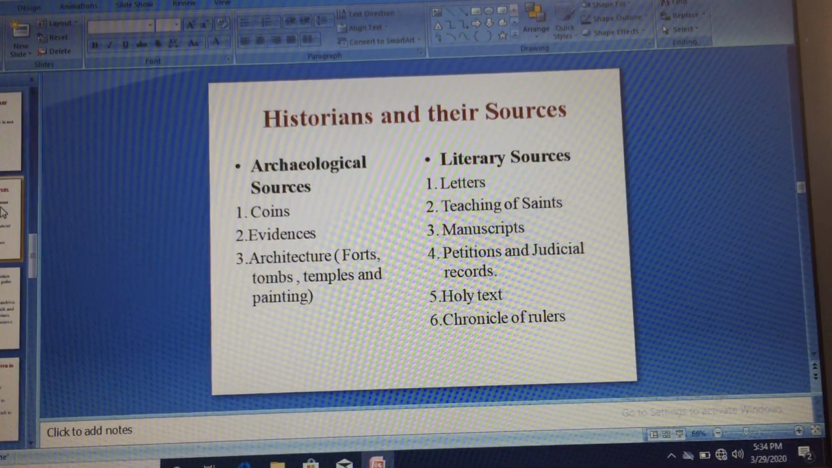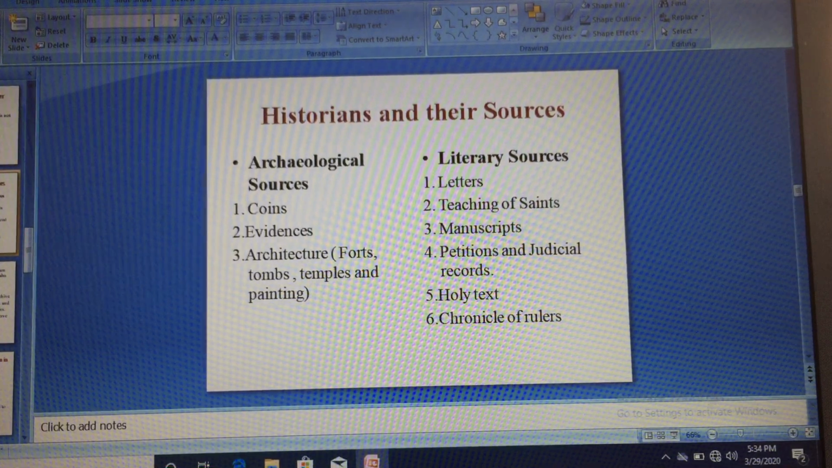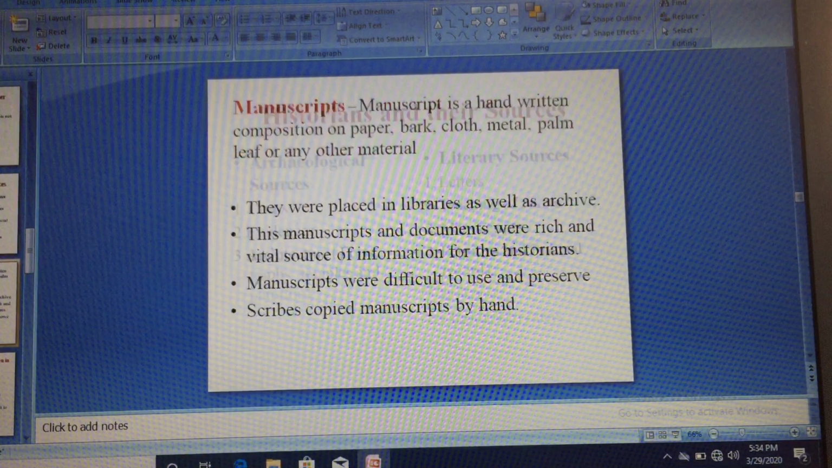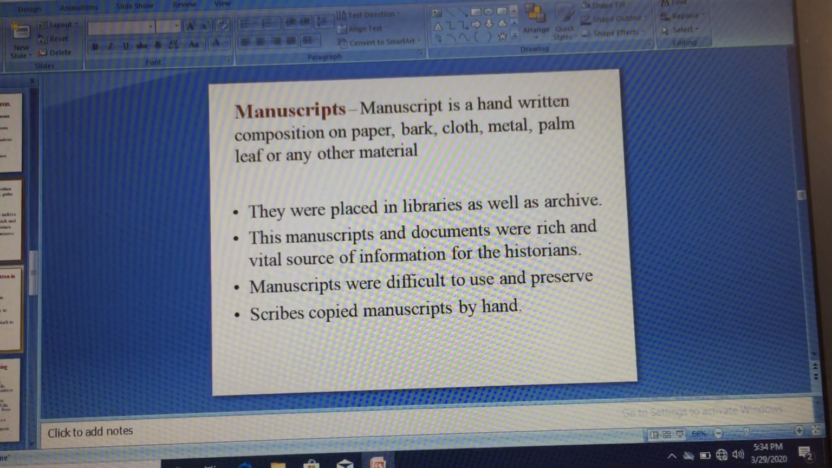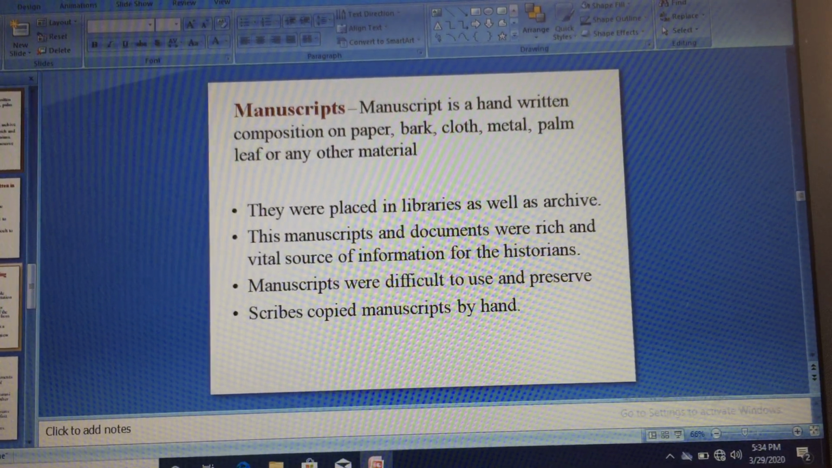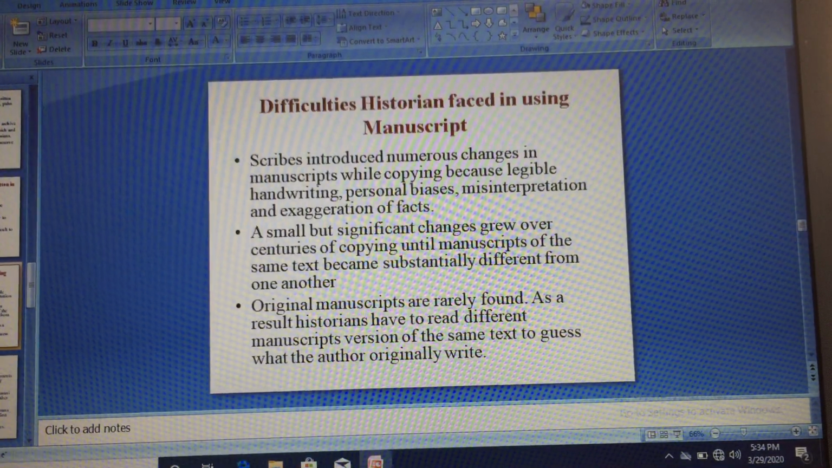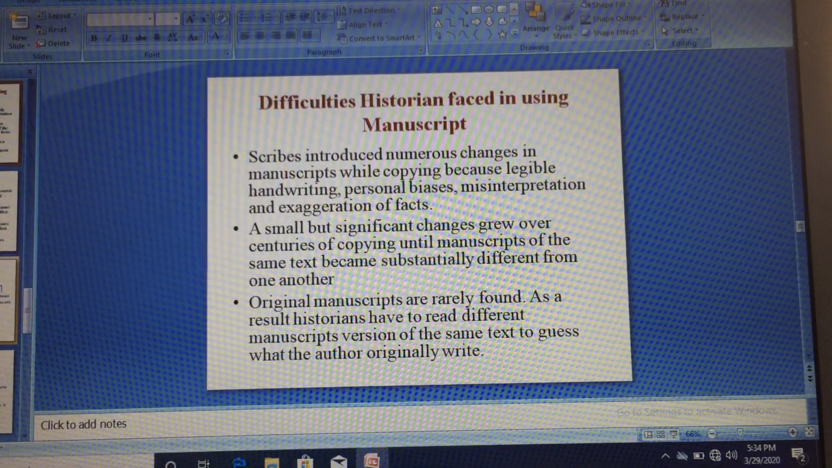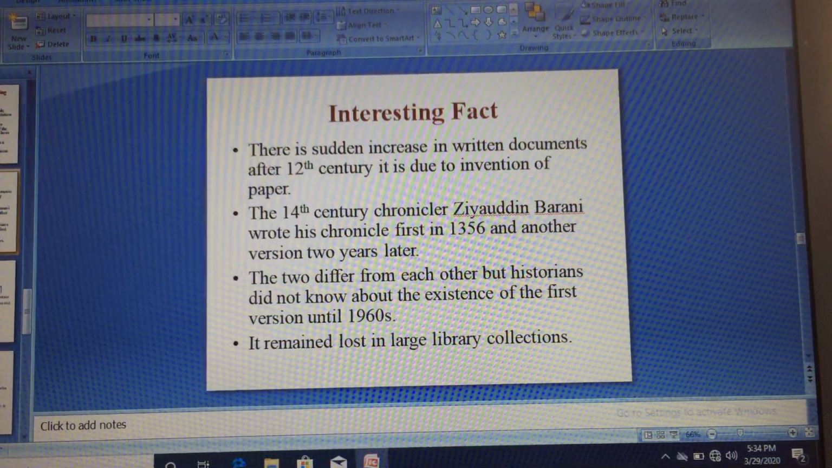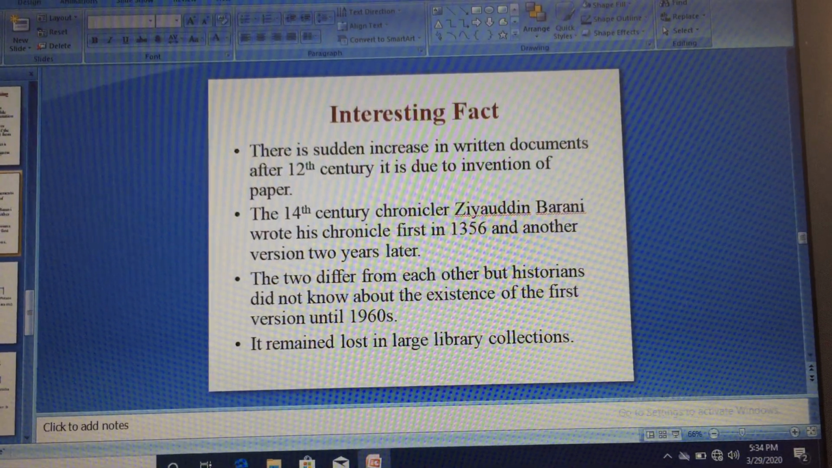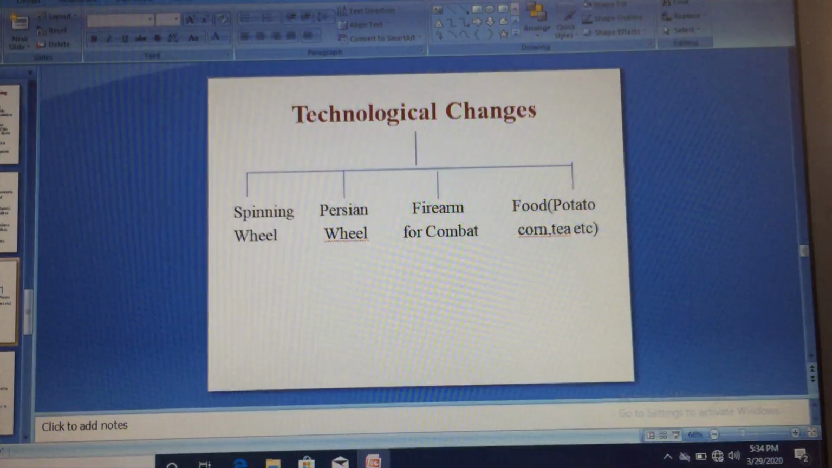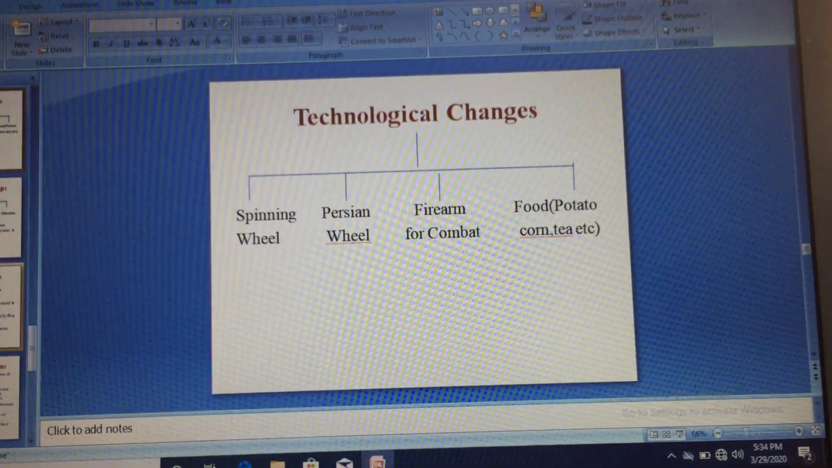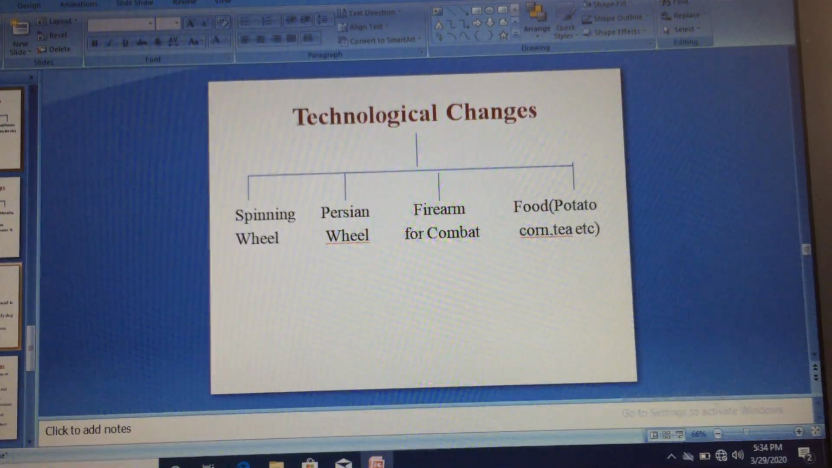The sources were mainly archaeological sources and literary sources, and letters, teaching, manuscripts, coins, architecture, all these things were there. But in detail, we studied manuscripts. What are manuscripts, how they were preserved, and what were the difficulties in preserving these manuscripts. And we studied some interesting facts about Ziauddin Barani manuscripts. And the last topic which we were discussing was technological changes which took place in that period.